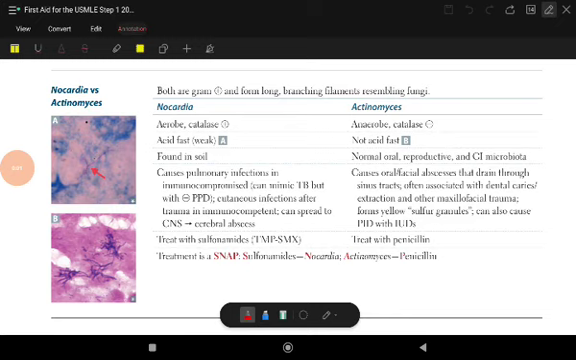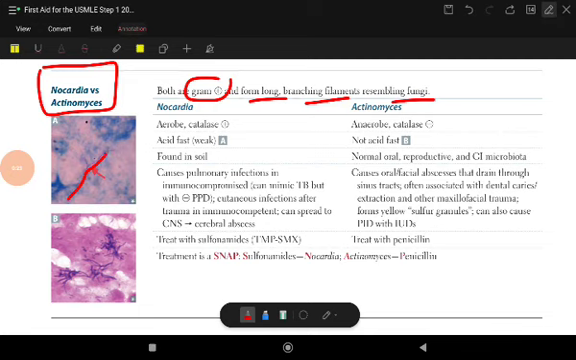Hello everyone. So let's just talk about the microbiology, USMLE Step 1, and this will continue about the bacteria, Nocardia and Actinomyces. Nocardia and Actinomyces, they both are gram-positive, and they resemble fungi because they are long and branching filament type. See here, this is long and branching filament type. Again, this is long and branching filament type. So we can say that they both resemble fungi.